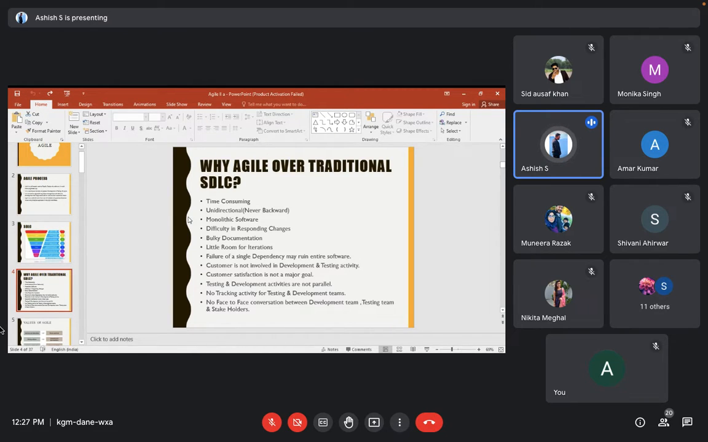Is anyone getting confused on these points? Guys? No, sir. Sir, it could be possible that there are some disadvantages of Agile also. Yeah, we have some disadvantages. As I said initially, we don't know when the requirements will stop. Continuously, we might be getting requirements. We don't know when the project will be stopped.